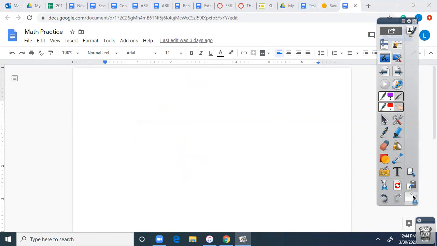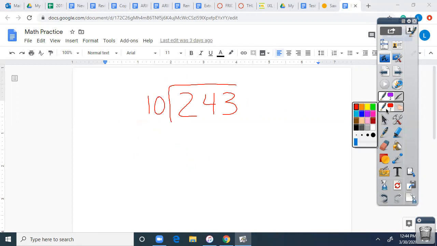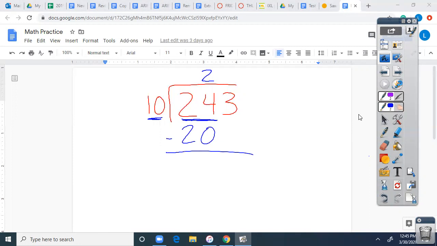Okay, the next one we're going to do is 243 divided by 10. Okay, so instead of saying 10 goes into 2, because we know that it can't, 2 is too small, we're going to say 10 goes into 24 how many times? 10 goes into 24 when we're going to put it above the 4 2 times, right? 10 goes into 24 2 times. 2 times 10 is 20. 4 minus 0 is 4. 2 minus 2 is 0.